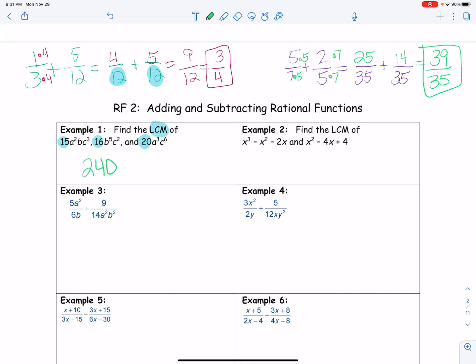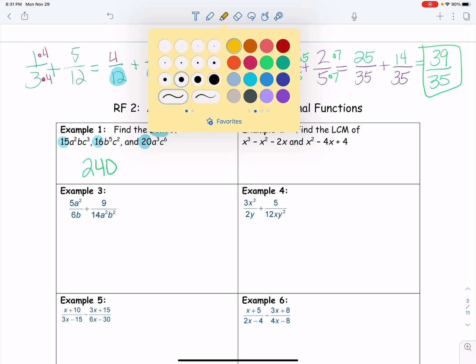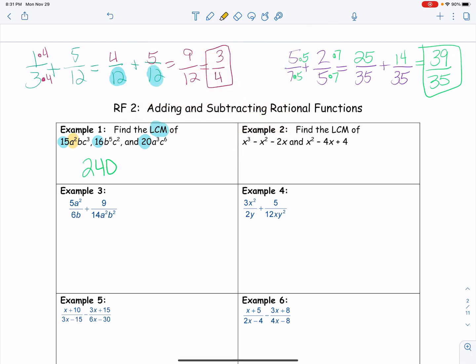Okay? And now you're going to look at the A's. You don't even have an A in the second one. So you have an A squared and an A to the third. The least common multiple is A to the third because you can turn A squared into A to the third by multiplying by A. But you can't go backwards, so you're making it bigger.